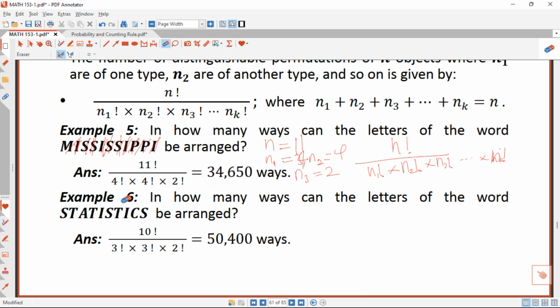And then for question 6, it says, in how many ways can the letters of the word statistics be arranged, right? The total number of letters here is 10. That's the reason why we are having 10 factorial here. T is repeating itself 3 times, 1, 2, 3. So you have 3 factorial. I is repeating itself 2 times, so you have 2 factorial. And then S is repeating itself 3 times, 1, 2, 3. That's the reason you have 3 factorial again. So when you do the factorials, the division and the multiplication very well, you are going to get 50,400 ways. Right now we have understood the distinguishable permutation.